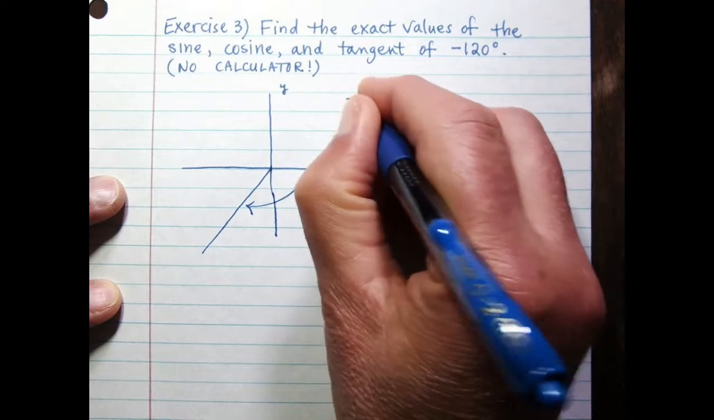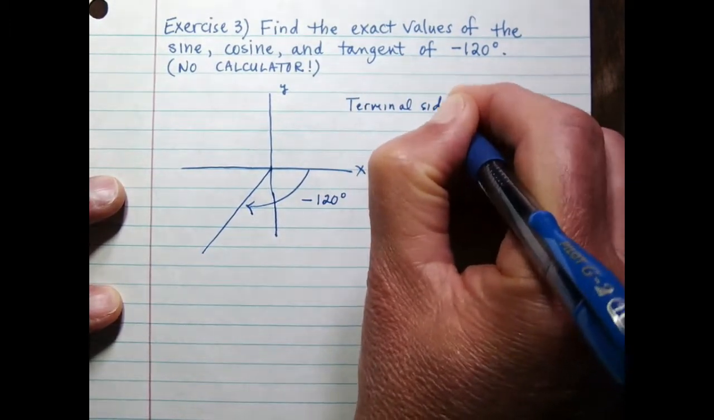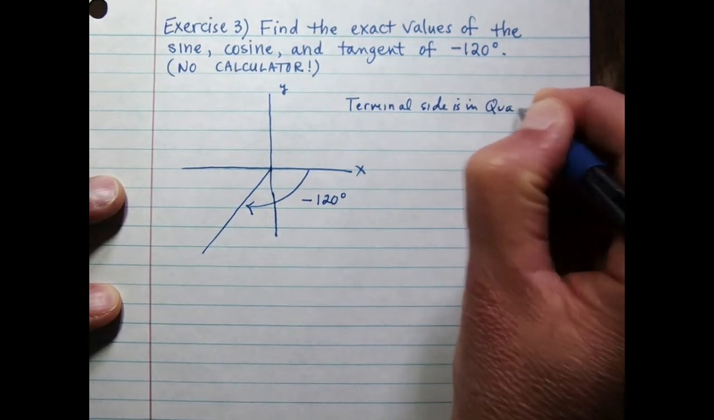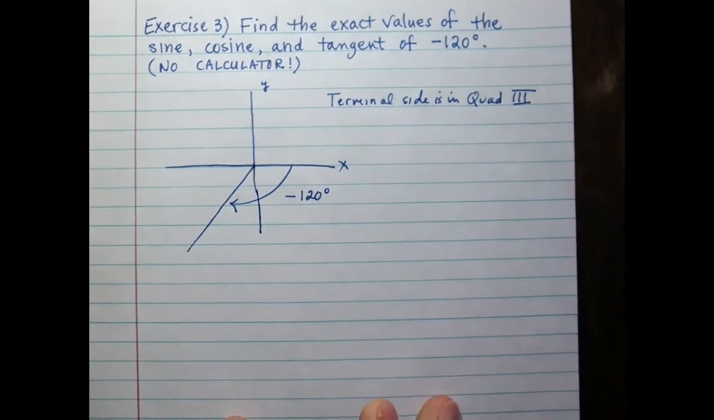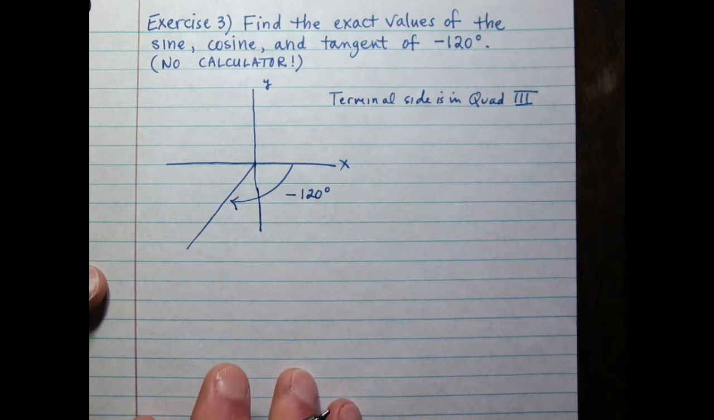And so we've got to observe that the terminal side is in quadrant 3. That's going to help us determine whether to use positive or negative values.